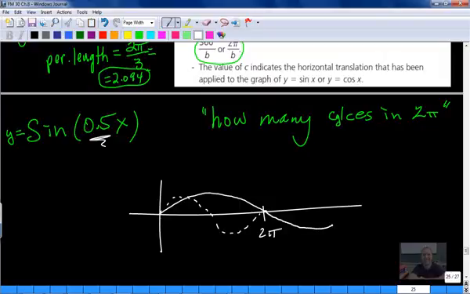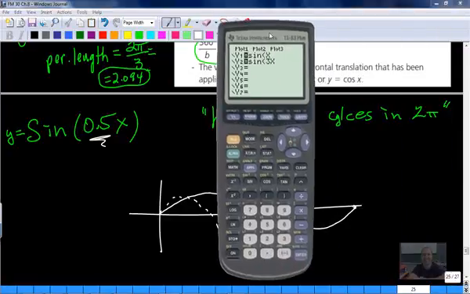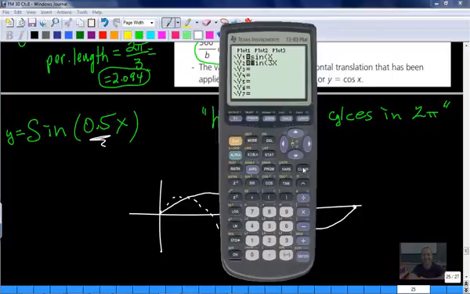And so really, if you have a b value that's between 0 and 1, that's less than 1, like a fraction, it means it stretches the sine graph out. So if we confirm that on our calculator, let's try that. Let's get rid of the second one. And let's type in sine of 0.5x.